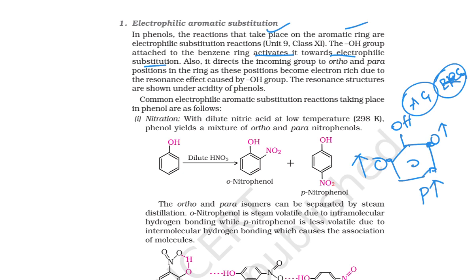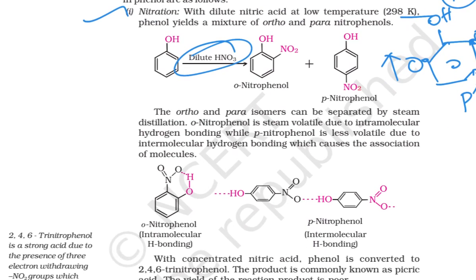So it directs the incoming group into the ortho and para positions of the ring, which become electron rich due to the resonance effect of the OH group. The resonance structures are shown under acidity of phenol, okay. So the first one is nitration. If dilute HNO3 is used at 298 Kelvin, there is a mixture of products, that is ortho and para nitrophenol, okay. In this, ortho nitrophenol is more volatile, okay. It is more volatile compared to para nitrophenol.